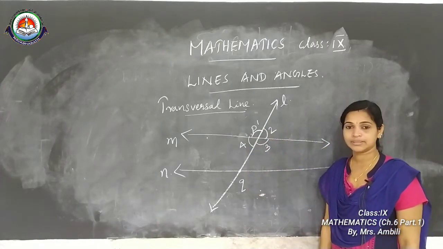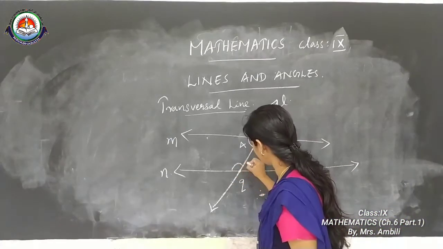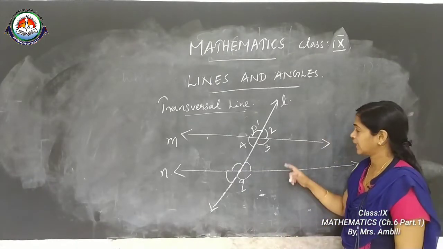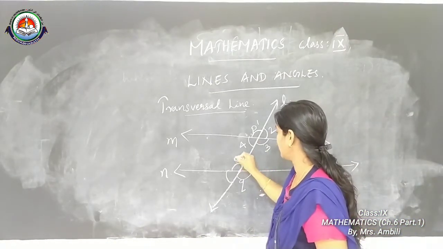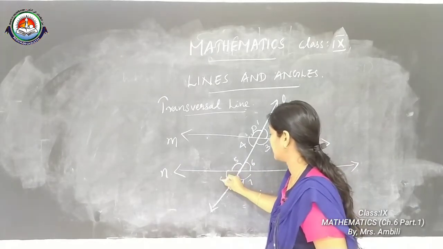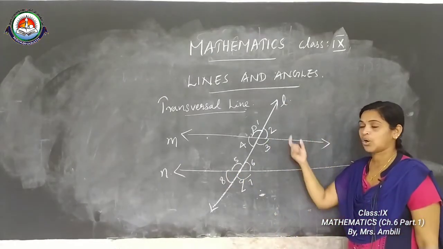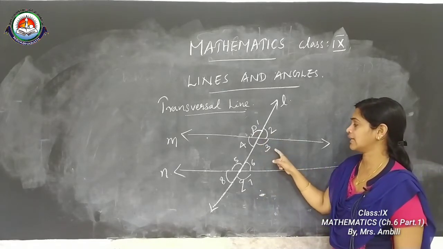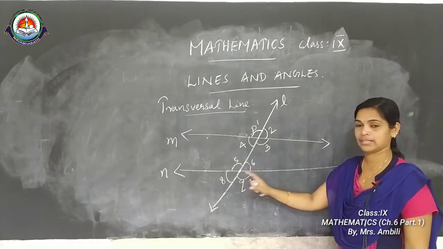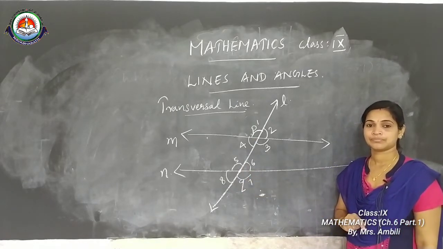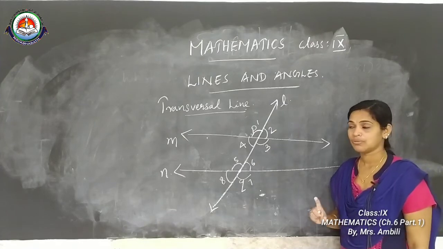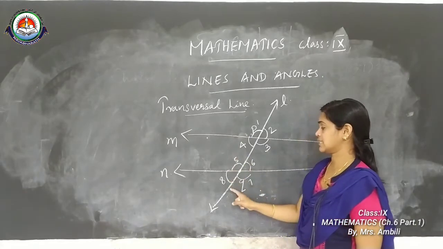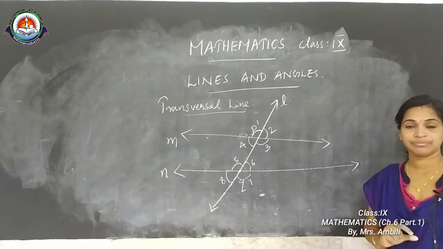Then what about here? Here also we can see 4 angles. We can name them angle 5, 6, 7, 8. So, total how many angles did we get? 8 angles. At P 4 angles and at Q also 4 angles. Clear? When a transversal intersects two different lines, we get 8 different angles.